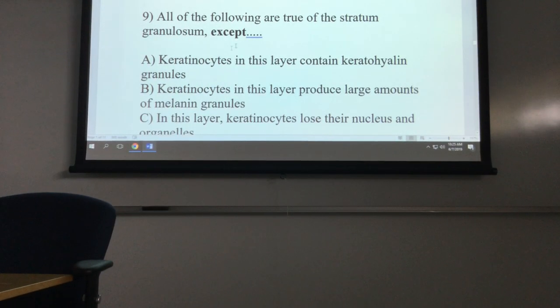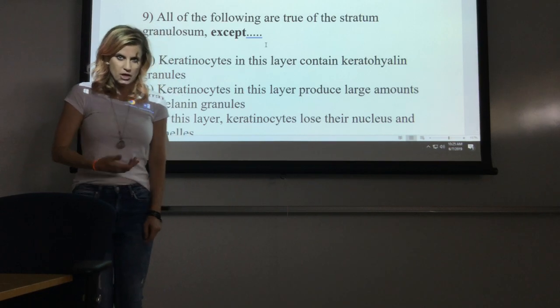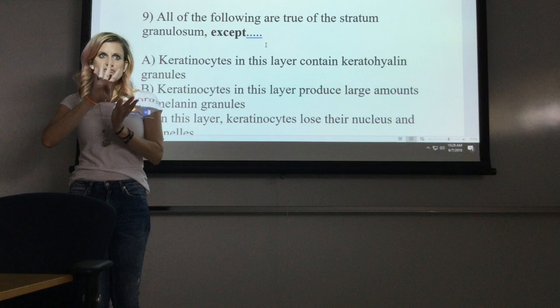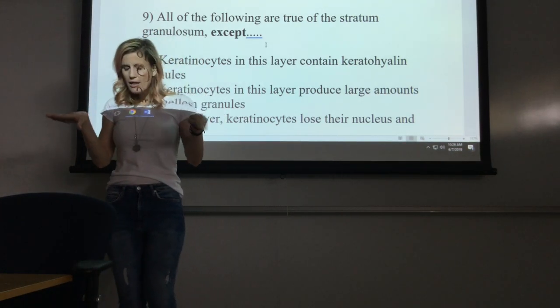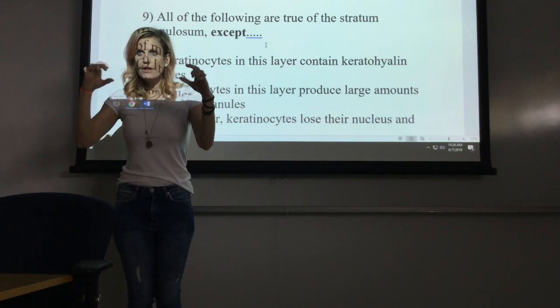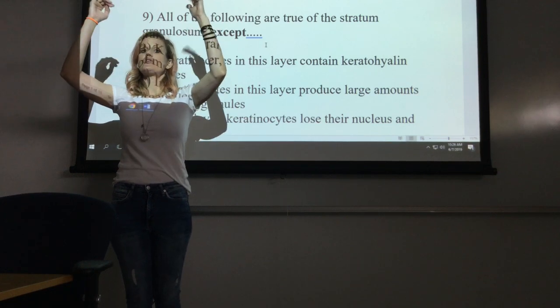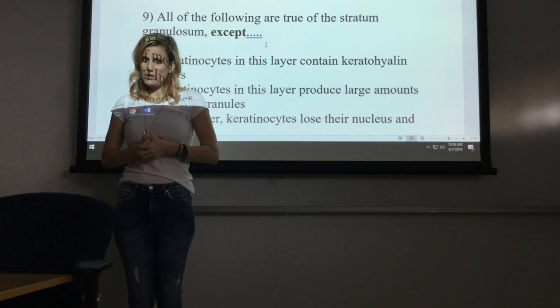All of the following are true of the stratum granulosum, except. All right, so let's get our bearings. The stratum granulosum, we're talking about the epidermis, right? So the epidermis is the top layer of the skin, and it has 4 or 5 layers. The bottom is the stratum basale, then the stratum spinosum, then the stratum granulosum, the stratum lucidum, and then the stratum corneum. This is asking about the stratum granulosum.